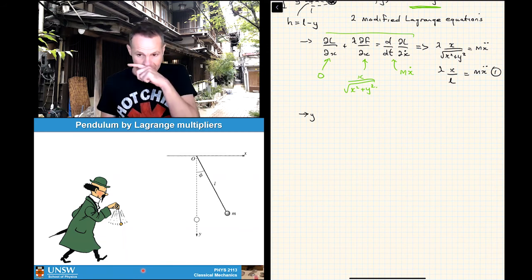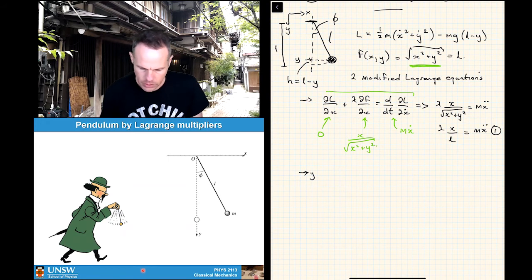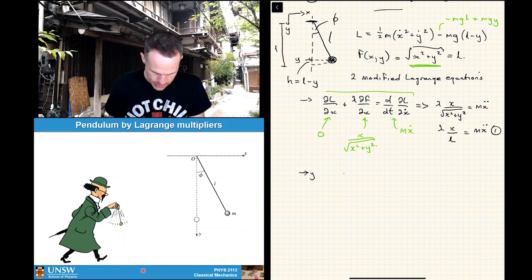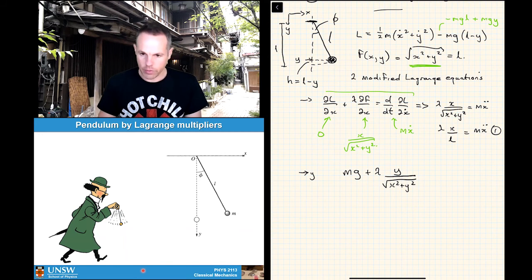But I can work out what the various components are going to be, right? So first I need dL/dy. When I take dL/dy, this will become minus mgl plus mgy, and so when I take the derivative with respect to y, I'm going to get an mg. So there'll be an mg in here plus lambda. Now my df/dy will be y on the square root of x squared plus y squared, okay? So I'm taking the derivative with respect to the other variable here.